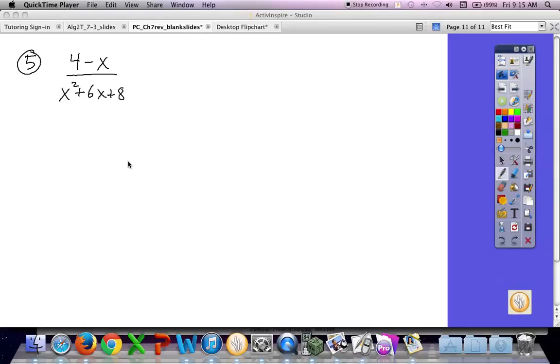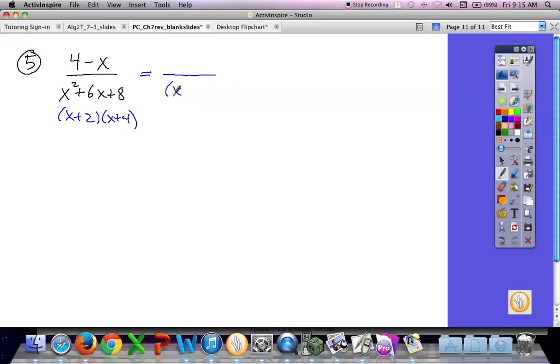On the partial fractions, remember, we're trying to split this up into smaller fractions, partial fractions, by first factoring the denominator, and most everybody did that: x plus 2, x plus 4. So we know that one of our fractions will have an x plus 2 in the denominator. One of them will have x plus 4 in the denominator.